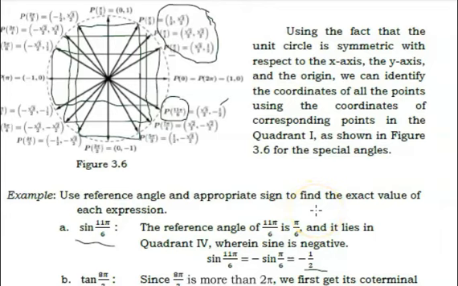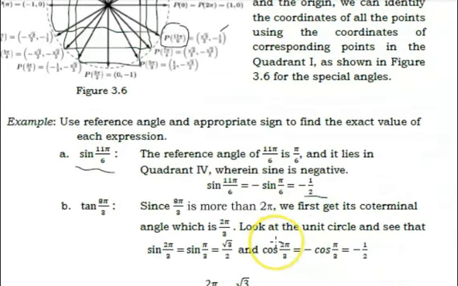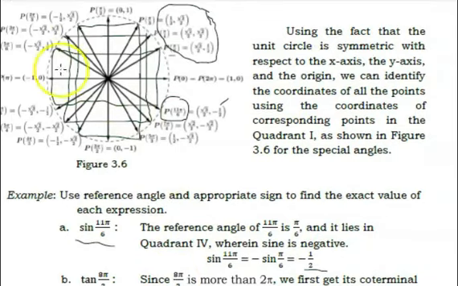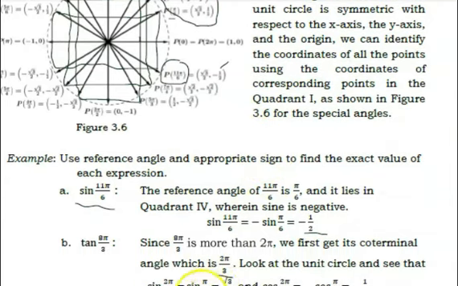So let us continue. For letter B, we are going to find the value of tangent 8 pi over 3. Since 8 pi over 3 is more than 2 pi, we first find its coterminal angle. So its coterminal angle is 2 pi over 3. Obviously, 2 pi over 3 is in the second quadrant. So look at the unit circle and see that sine 2 pi over 3 is equal to sine pi over 3, which is square root of 3 over 2.